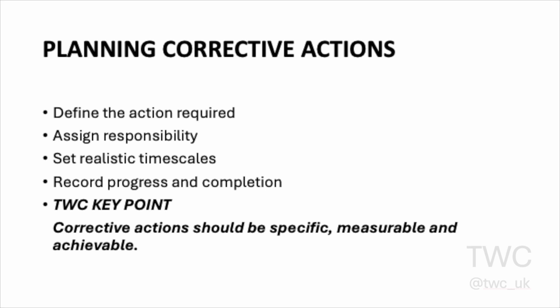Once the root cause has been identified, appropriate corrective actions can be planned. The actions should be clearly defined and proportionate to the issue that has been identified. Responsibilities should be assigned so that everyone understands who is accountable for completing the action. Realistic timescales should also be established and recorded. Good records help demonstrate that corrective actions are being actively managed and monitored. The process should show a clear progression from identification of the issue through to implementation and completion.